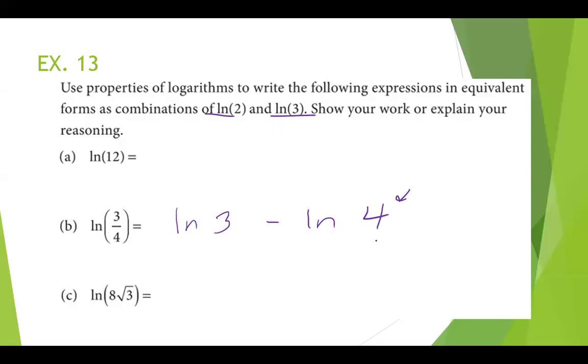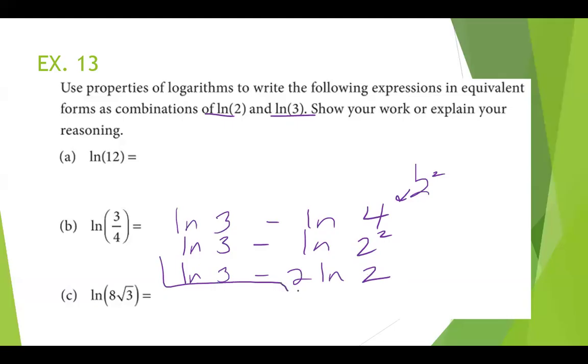Start with this guy. It's not a 2, is it? So how can I change 4 so that it is a base of 2? Four is 2 to the squared. So this becomes natural log of 3 minus natural log of 2 squared. The power property tells me that this 2 can now become my coefficient. So we have natural log of 3 minus 2 natural log of 2. And this would be the equivalent form of natural log of 3 divided by 4.